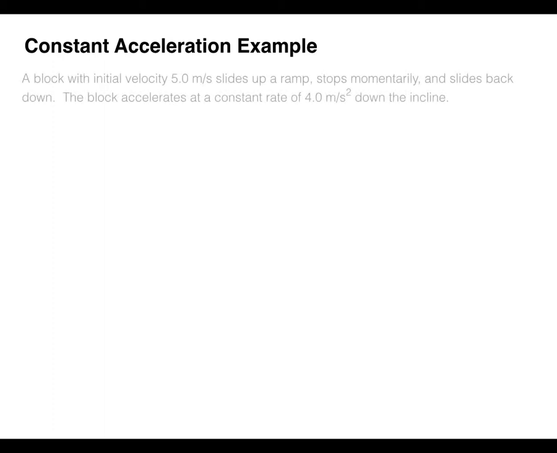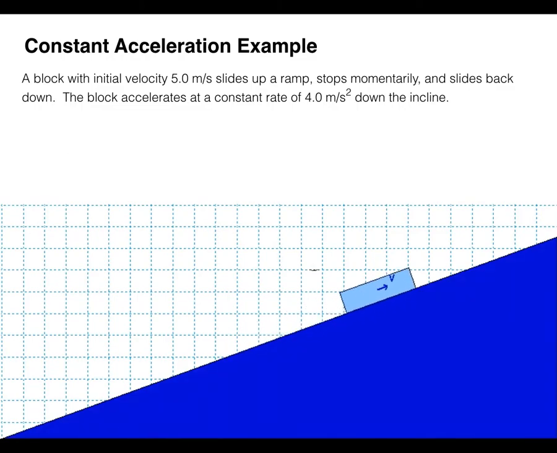This is an example that will show you how to use the constant acceleration equations. A block with initial velocity 5 meters per second slides up a ramp, stops momentarily, and slides back down. The block accelerates at a constant rate of 4 meters per second squared down the incline. You can probably imagine what this motion looks like, but here's a simulation that shows it to you.